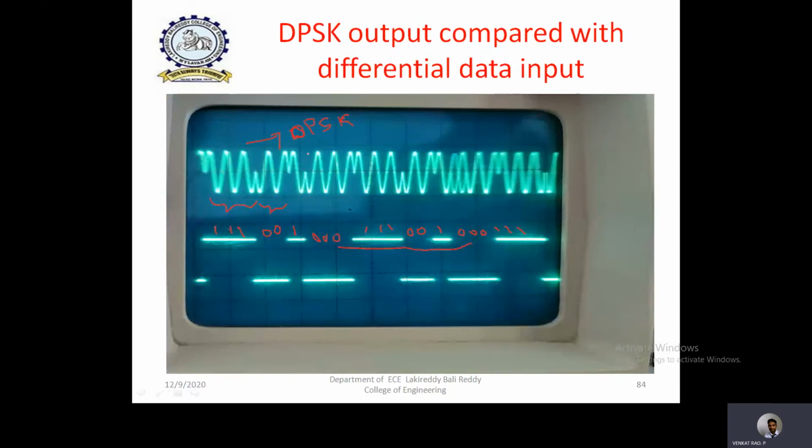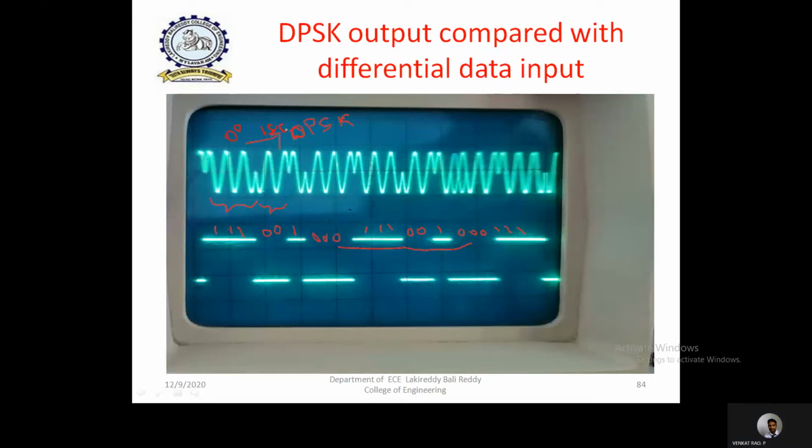Then the third step is observation of the DPSK output when compared to the differential data input or data input. Whenever the input is 1, automatically the same carrier is produced here. Whenever the input is 0, you can clearly observe a negative carrier. So the carrier is reversed, and reverse means 180 degrees phase shift. Here there is 0 degrees phase shift, and during this portion there is 180 degrees phase shift.